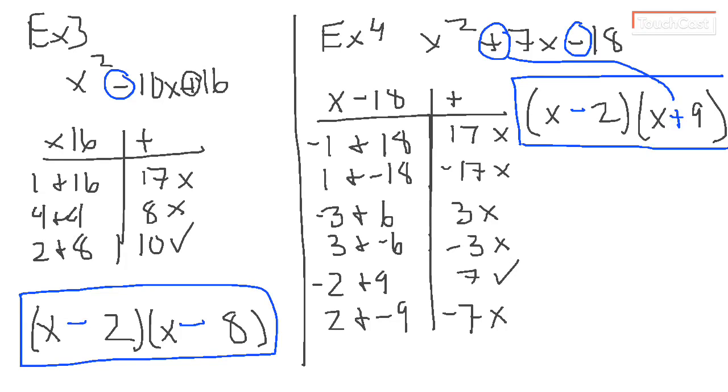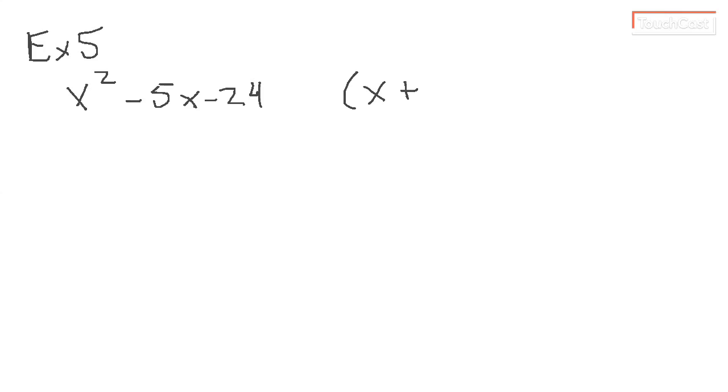I've got one more example, and then I'm going to sum everything up for you. So example 5, we're going to factor x squared minus 5x minus 24. So one thing, because this has a minus at the end, we know our factors are going to have an x plus and an x minus.